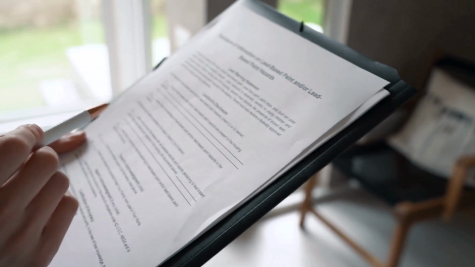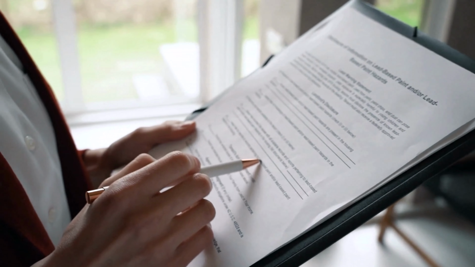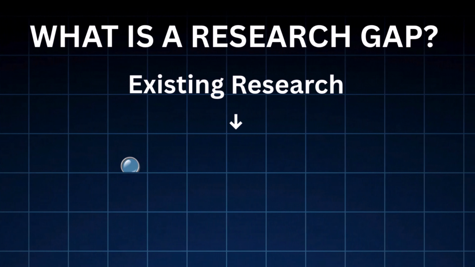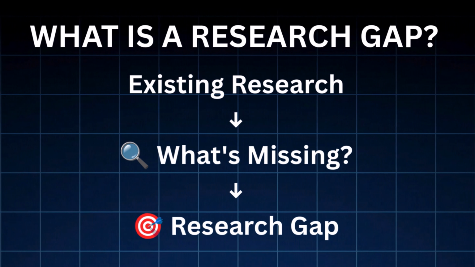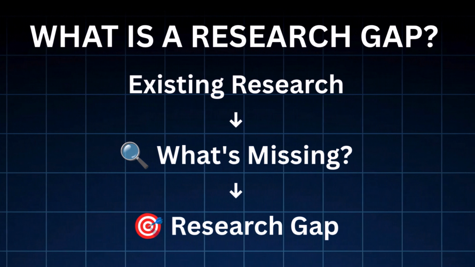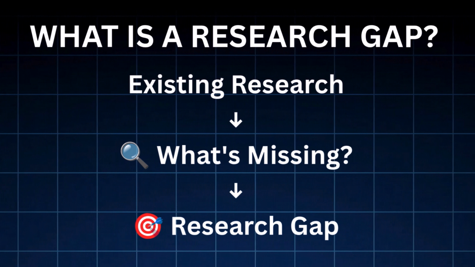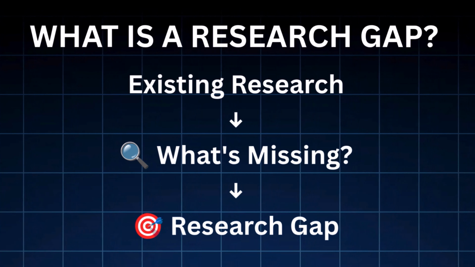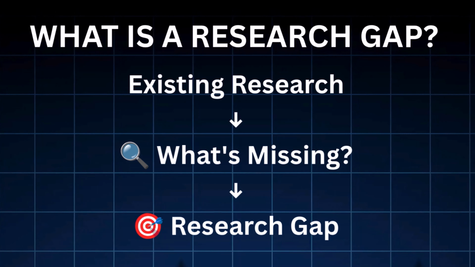Before using AI, let's understand what a research gap actually means. A research gap is an area where existing research is limited, incomplete, inconsistent, or where an important question still needs further investigation. It doesn't simply mean finding a topic that nobody has ever studied. Your goal is to identify something meaningful that existing literature has not adequately explained.